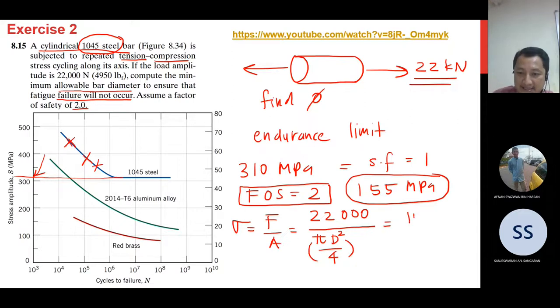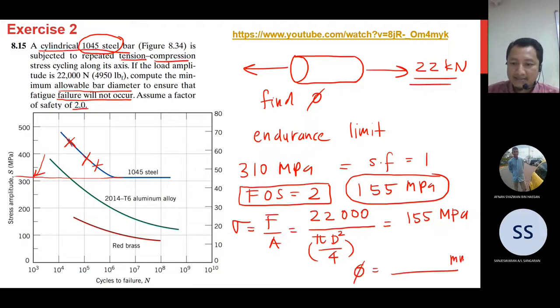Ini mesti sama dengan 155 megapascal. Sebab kita pakai safety factor 2, maksudnya maksimum stress kita kena bagi 2 lah. So, cari berapakah diameter in millimeter berapa? Dua belas empat empat.